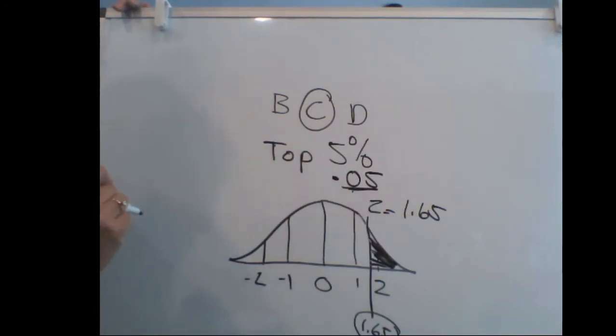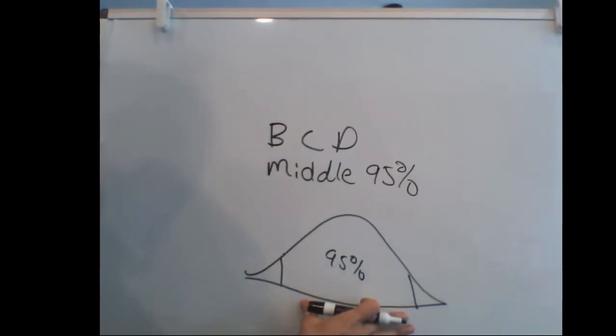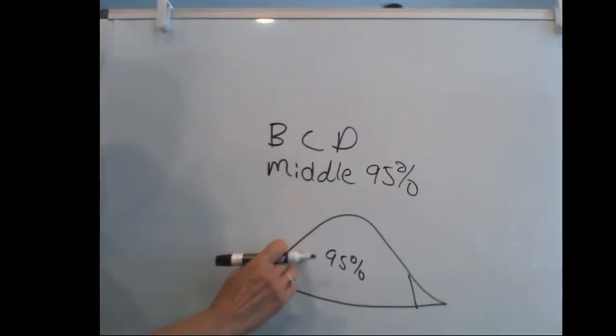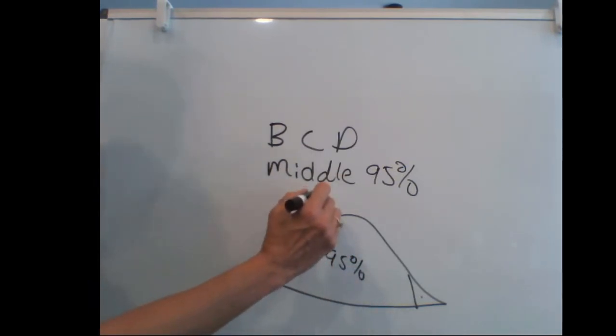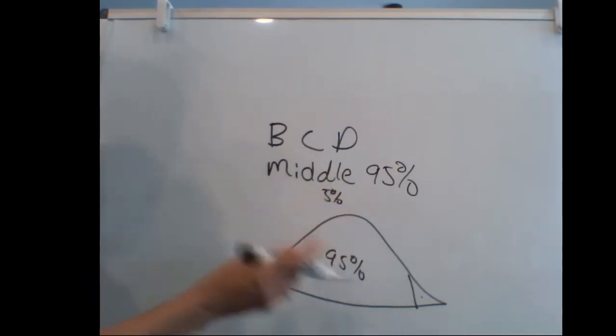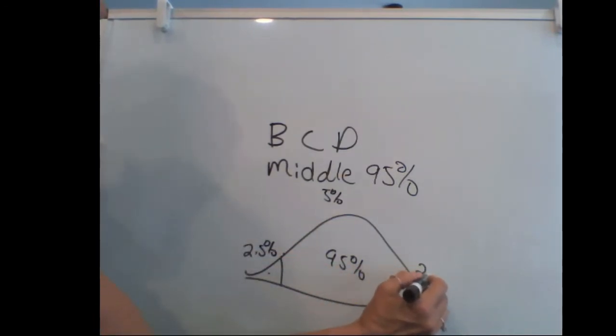Let's do the next one. The next problem asks you to find the z-scores that set off the middle 95%. So if I have 95% here, how much do I have in the tail regions? Well, 100 minus 95 leaves 5%, but it's split between two tails, so we have 2.5% in this tail and 2.5% in this tail, right?